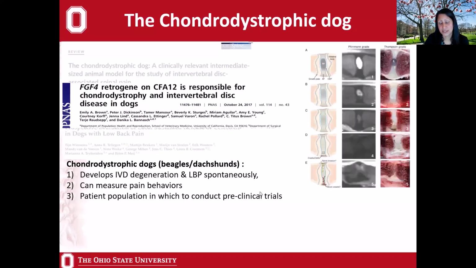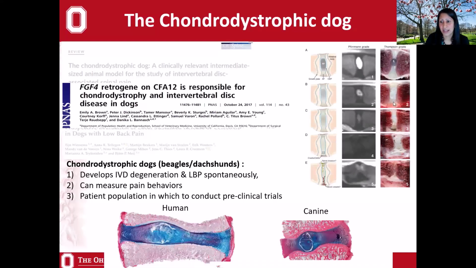In terms of similarities to the human, people have used the modified Thompson grade and Pfirrmann grade to assess degeneration in these models, and they have very similar cellular composition, structure, and function to humans. So very attractive as well.